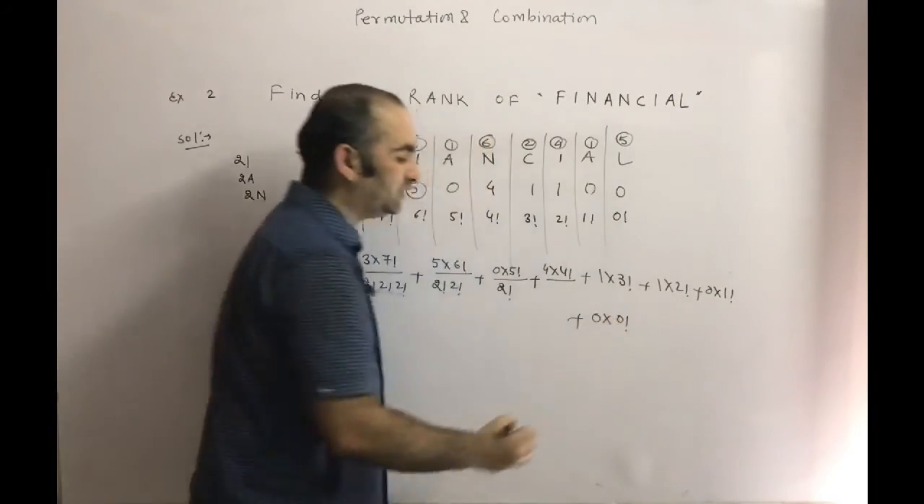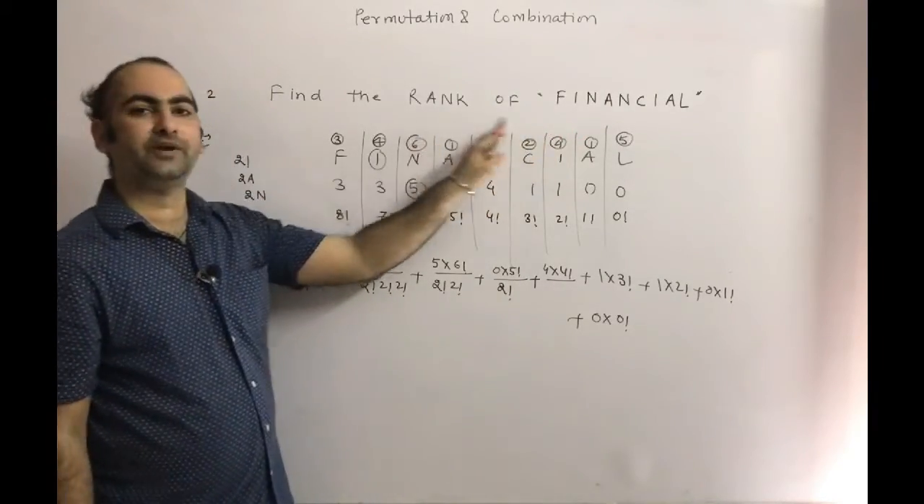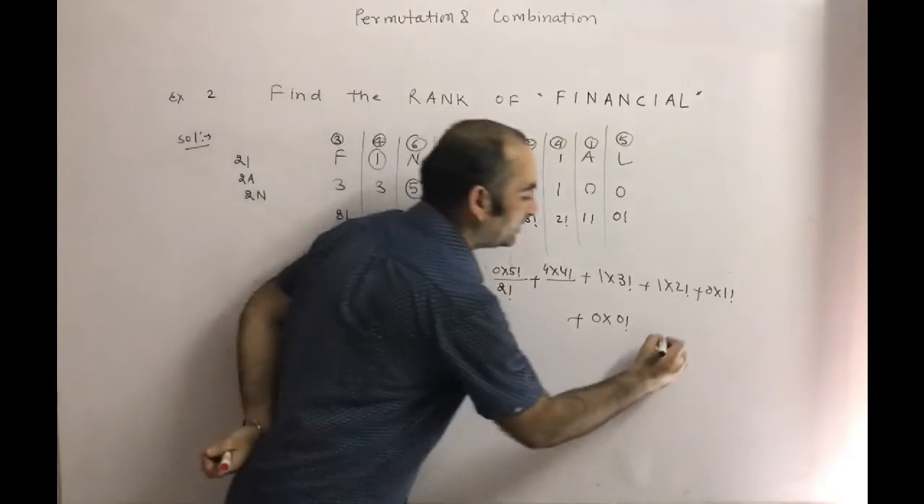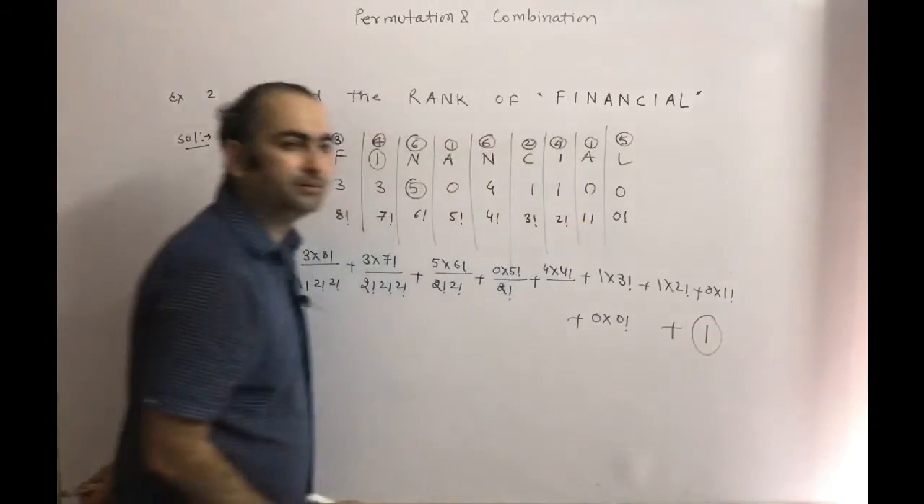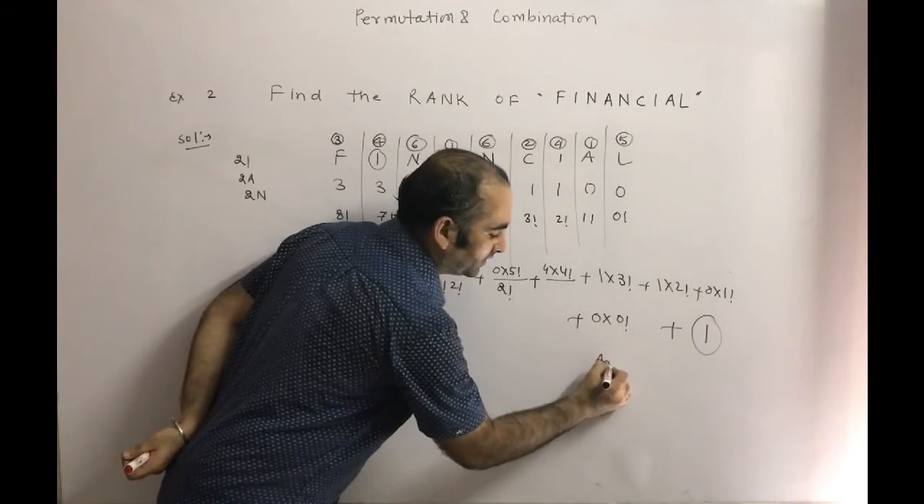So these are the arrangements which come above financier. We want to find out the rank of financier, so what you will do in this one is add 1. So you are adding 1, and that is your rank. You can simplify this, and that is your answer.